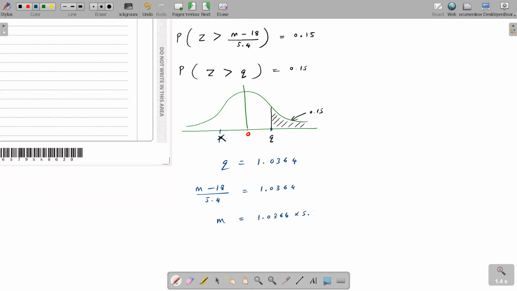1.0364 multiplied by 5.4 plus 23.59. How much? 23.6. Can I have the full figure? 23.59656. So that means M is 23.6 kilograms. So this is the lightest package in that heaviest category. In the heaviest 15% weight, 23.6 is the lightest in that category.